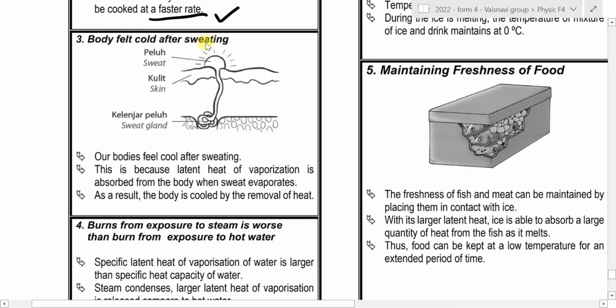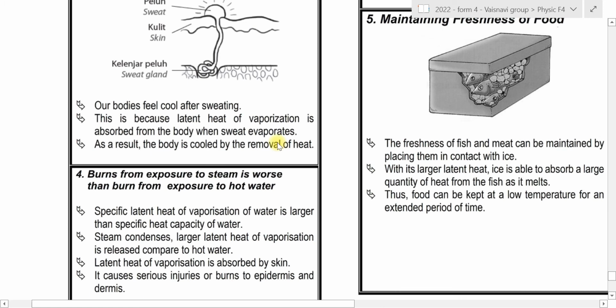ஓகே ரைட். மூணாவது, இது நான் முதல்ல சொல்லிட்டேன், இது வந்து நம்ம ஐஸ் பெட்டி கதை தான். Body feel cold after sweating. This is the sweat, our skin here, the sweat gland. Our body feels cool after sweating. This is because latent heat of vaporization is absorbed from the body when the sweat evaporates. அப்படின்னா என்ன அர்த்தம்னா, நம்ம உடம்புல இருக்கிற ஹீட்டையும் ஸ்வெட் வந்து எவாபரேட் பண்ணும்போது சேர்த்து கொண்டு போயிருது. அப்போ உடம்புல இருந்து ஹீட் போயிருச்சுன்னா என்ன ஆயிரும்? உடம்பு கூல் ஆயிரும். As a result, the body is cooled by the removal of heat.